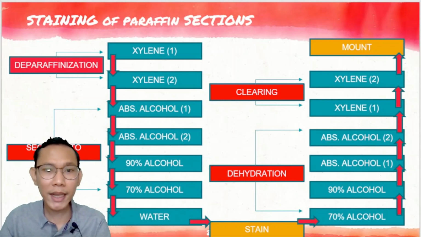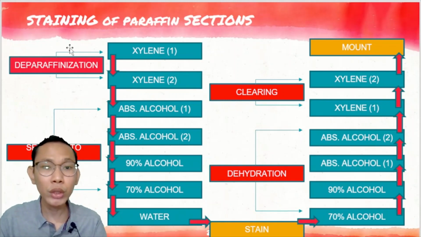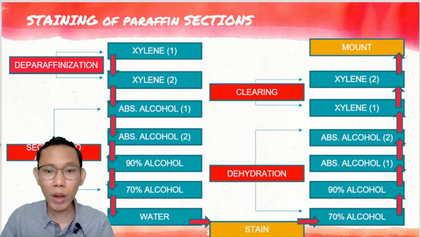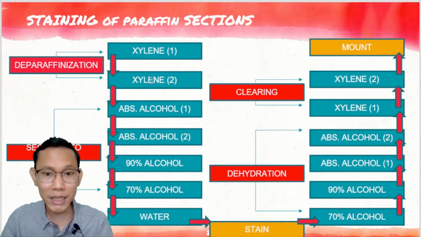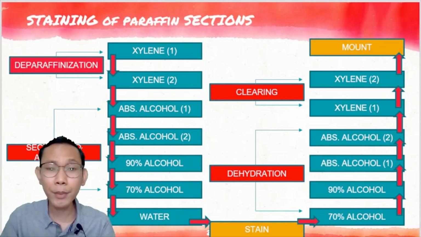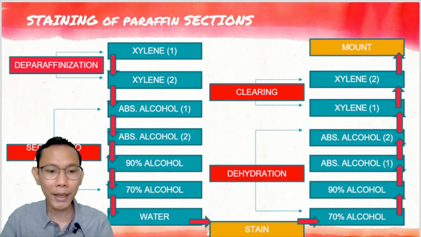So, again, let's review the staining of your paraffin section. First, we have to do deparaffinization because your xylene is poorly miscible sa ating most of your aqueous solution. Then, after that, using your xylene, we will proceed with your sections to alcohol. I-remove natin yung xylene because your xylene is immiscible with aqueous solutions, so we use absolute alcohol and then decreasing grades of your alcohol, and then we wash with water, then we stain. After staining, we will now proceed with your dehydration. Lastly, clearing before we mount our sample. So that's the basic strategy when we do your staining of your paraffin section.